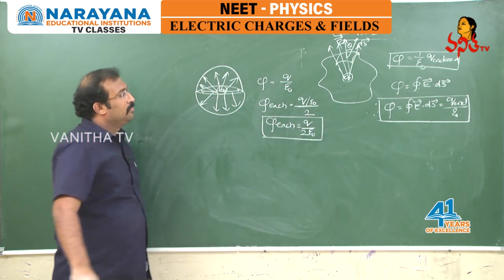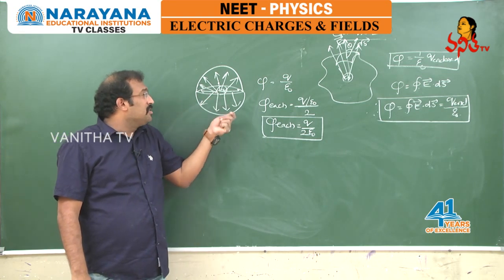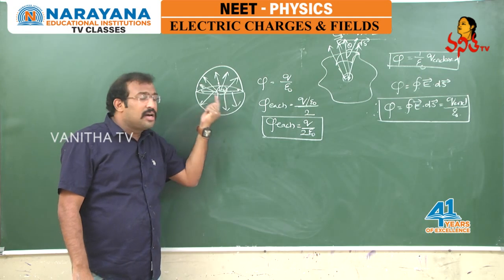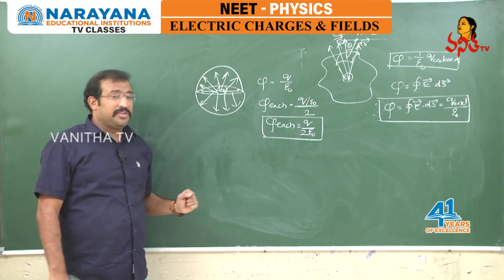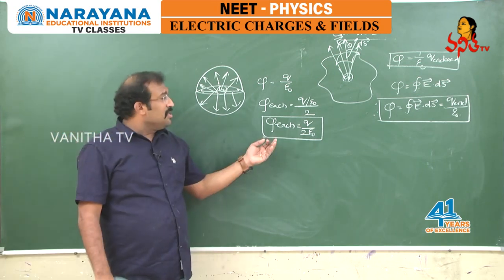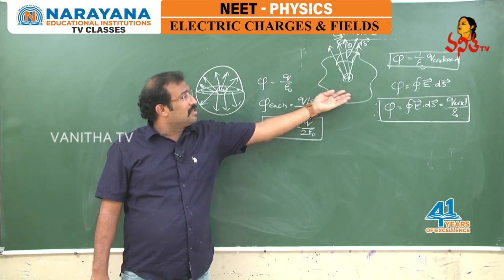So, this is how we can find the flux through a surface due to a charge enclosed by it. The surface enclosing the charge is known as a Gaussian surface. So, this is how we can calculate the flux. Let us see the other applications of electric flux and Gauss law in the next section.